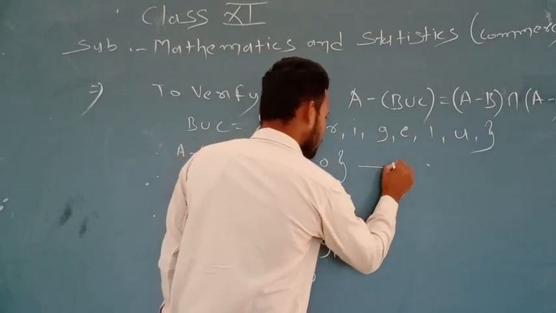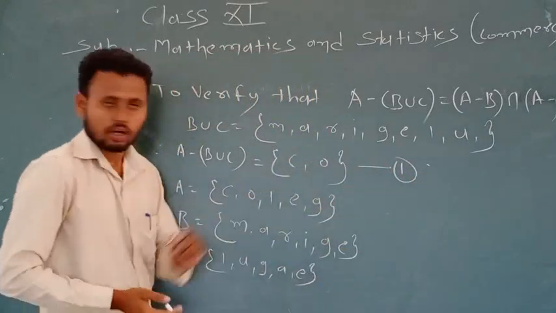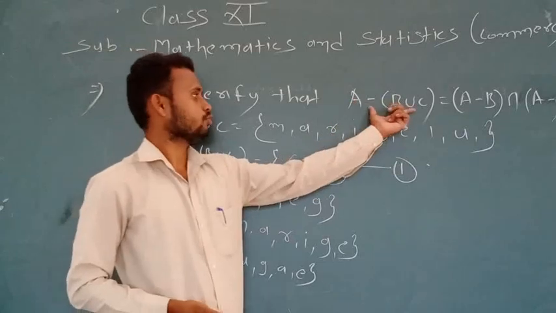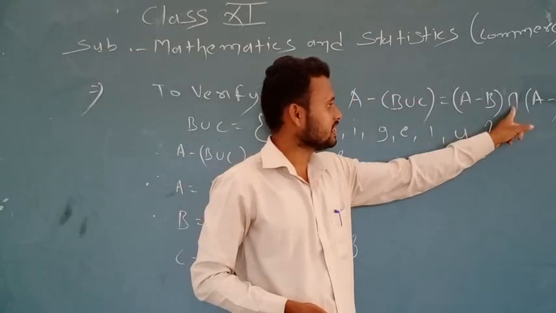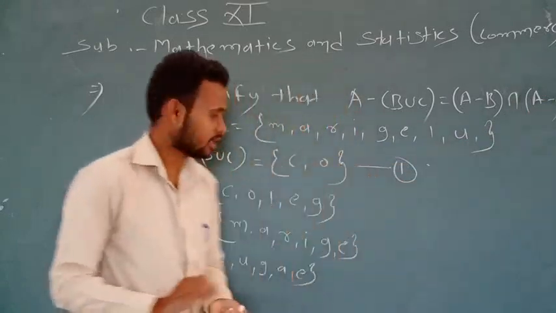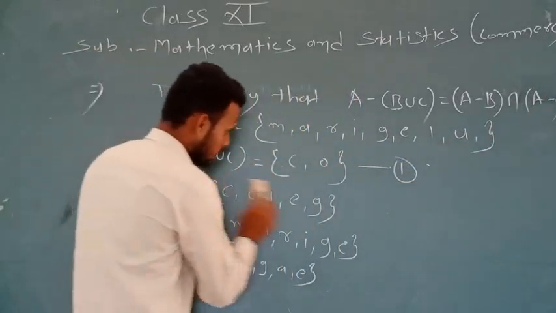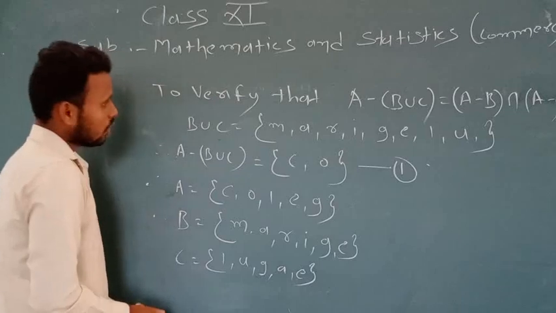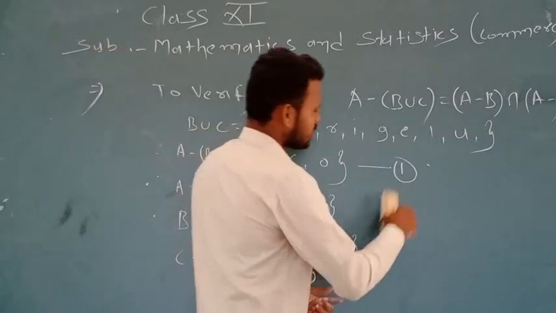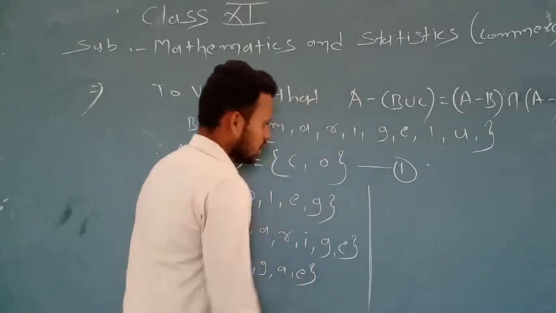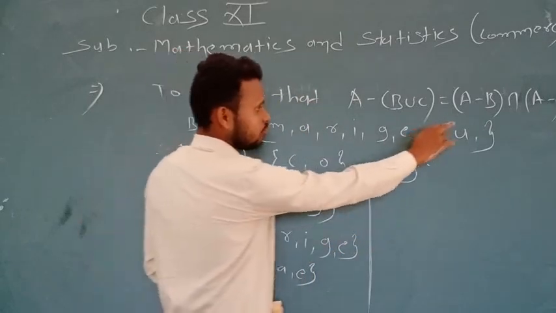Now we write equation number first. Why? Because we found this out. Now next we will find this value: A minus B intersection with A minus C. Now next line here. Next we will find this.